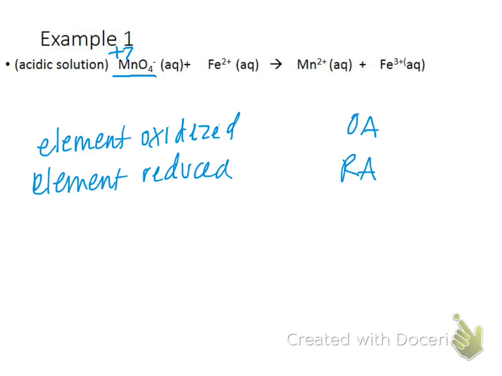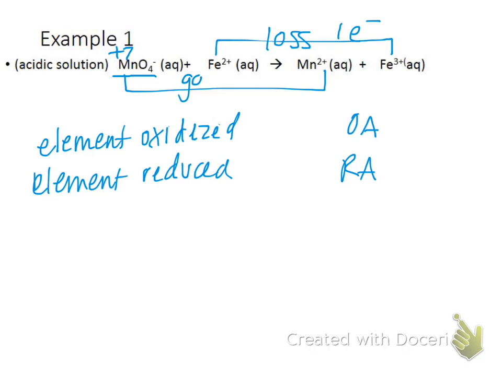So iron is going from a +2 to a +3. So is it gaining or losing electrons? Gaining? It's losing. It's getting more positive. So it lost 1 electron. Okay? So manganese is going from a +7 to a +2. Did it gain or lose? Gained. How many did it gain? Gained 5.